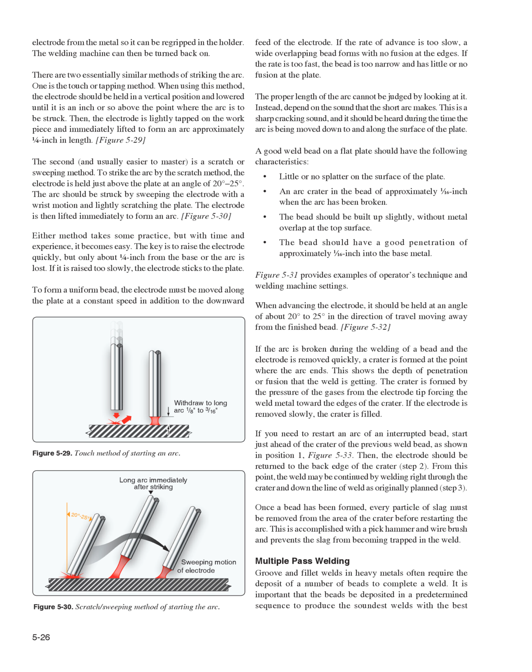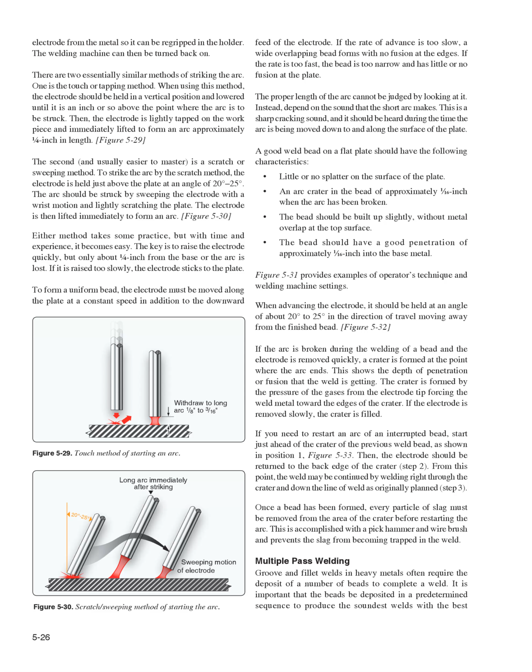A good weld bead on a flat plate should have the following characteristics: little or no splatter on the surface of the plate. An arc crater in the bead of approximately 1/16 inch when the arc has been broken. The bead should be built up slightly, without metal overlap at the top surface. The bead should have a good penetration of approximately 1/16 inch into the base metal. Figure 531 provides examples of operator's technique and welding machine settings.